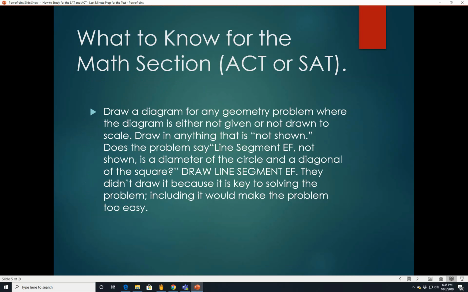So, what to know for the math section, ACT or SAT? First, you want to draw a diagram for any geometry problem where the diagram is either not given, they literally didn't give you a drawing, or it says not drawn to scale. So you can draw in anything that's not shown. If the problem says something like line segment EF not shown is a diameter of the circle and a diagonal of the square, draw line segment EF. They didn't draw it because it's key to solving the problem, and including it would make the problem too easy. So anything they tell you isn't shown, draw the thing. It's your booklet, you can do whatever you want with it.